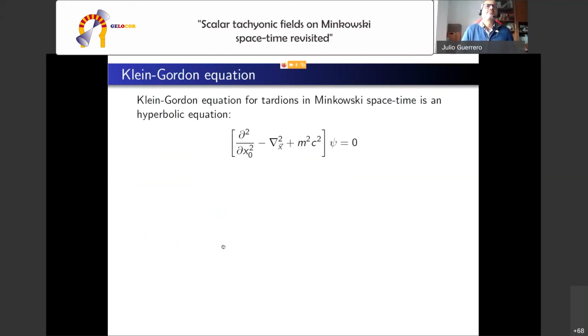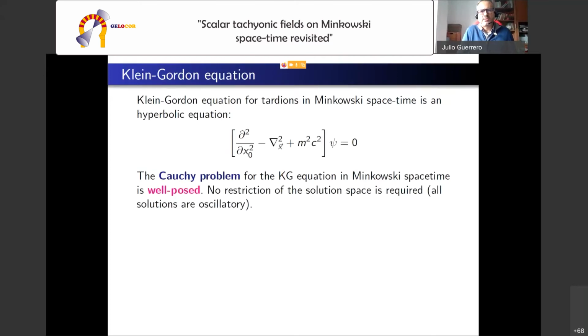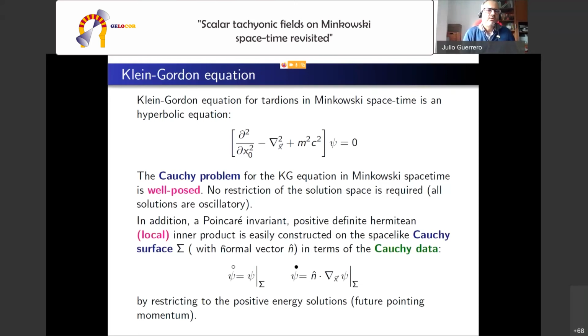Okay, we'll consider the Klein-Gordon equation in Minkowski space-time, for tachyons, or for ordinary particles. Okay, in this case, the Cauchy problem is well-posed, because there is no restriction of the solution space. So all solutions with real frequencies, you consider they are oscillatory. Okay, and we can also construct a positive definite Hermitian inner product, which in this case is local, and which involves the values of the function on the Cauchy surface, the upper surface, and the values of the normal derivatives on the surface. We normally will take this Cauchy surface, for instance, t equal x0 equal to 0. This is the usual one.